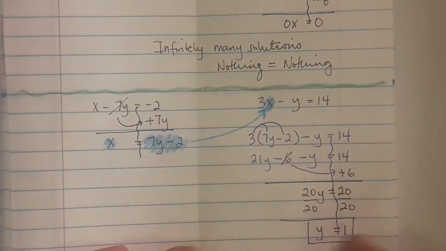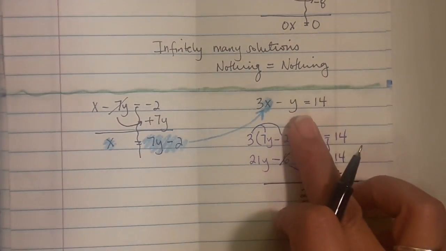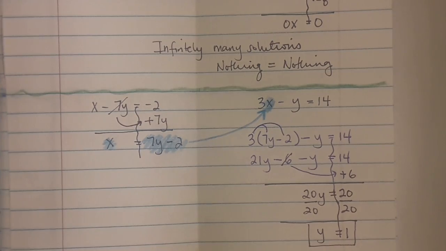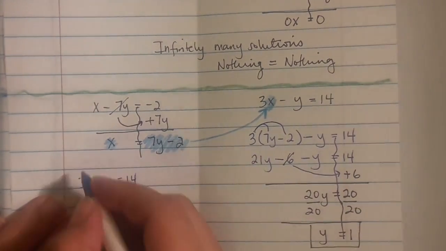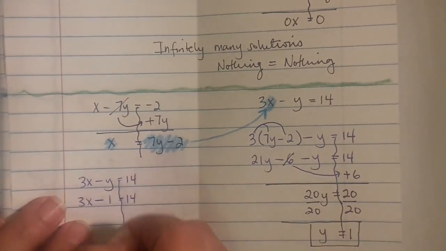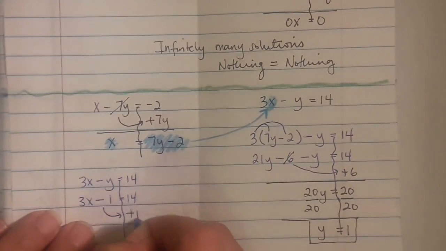Pick the easiest original equation and put that in. So which one looks easy? I'll just put it in the one on the right. So let's write it down: 3x minus y equals 14. Plug in 1 where you see y. 3x minus 1 equals 14. Solve for x. So I'll add 1.